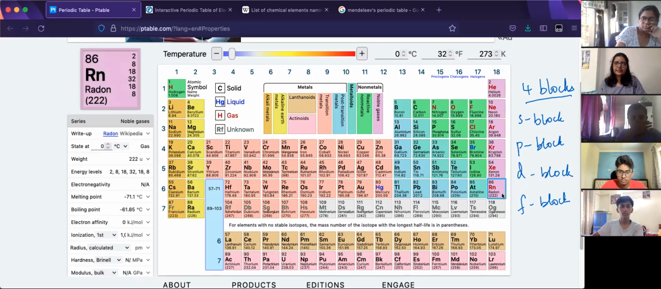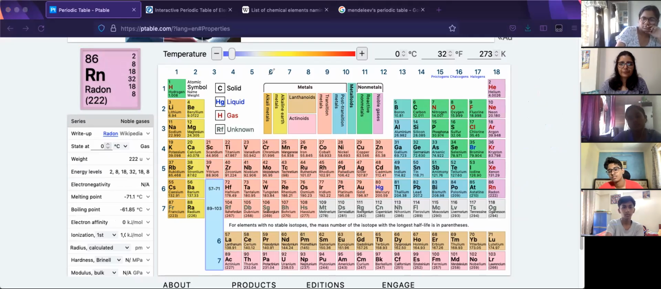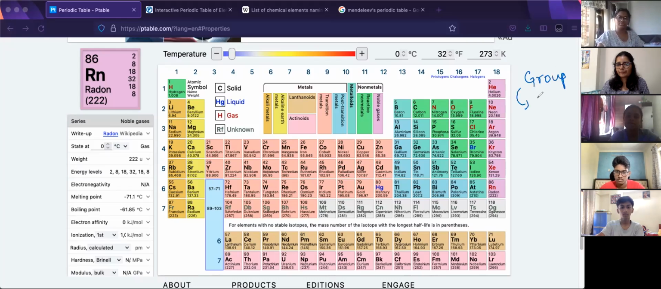Now let's dig a little deeper into it. So there's 7 periods and 18 groups, right? The groups represent a family of elements. All the similar elements you will find in a single group, or elements with similar physical and chemical properties. So all elements in a group will have similar properties. You can think of it being like a family of elements.